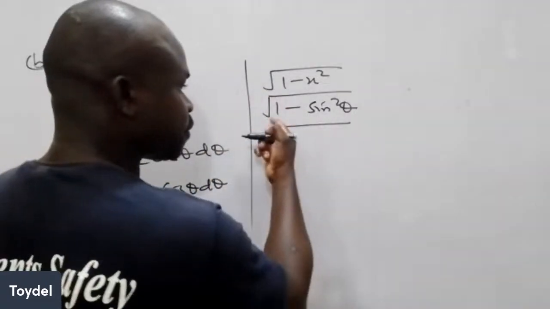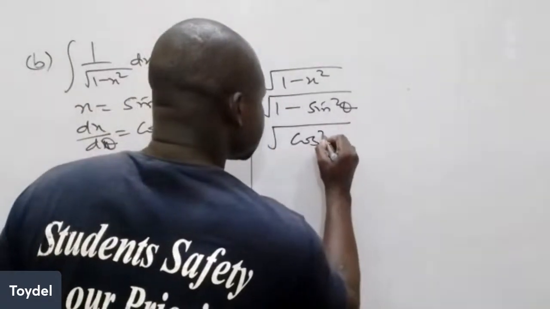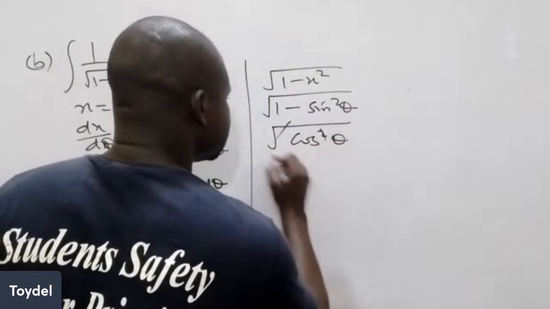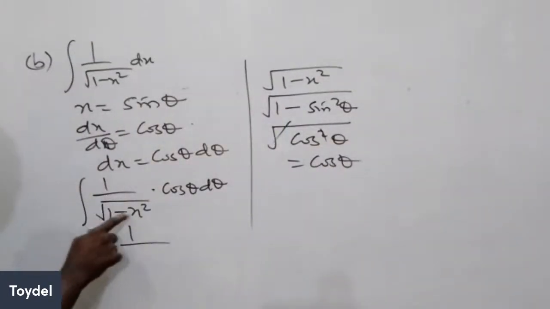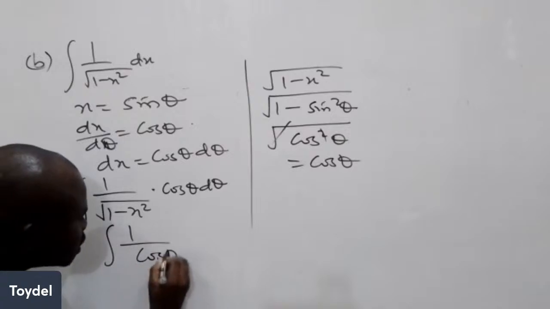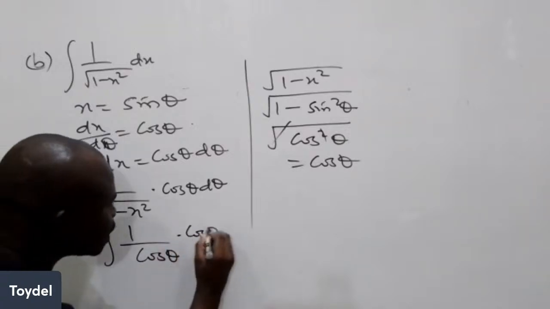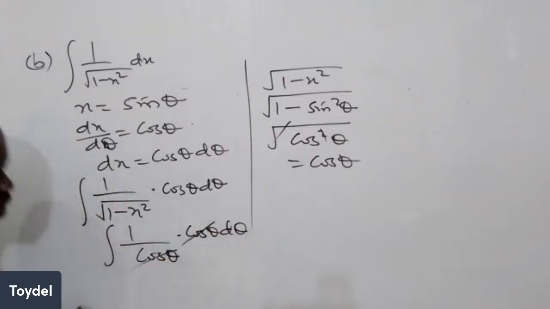Then if we make cos square theta itself a formula, this will be cos square theta. Of course, the square root of this, we cancel this, and the final answer will be cos theta. So instead of the square root of 1 minus x squared, I'm going to have cos theta here. Cos theta multiplied by cos theta d theta. Cos theta will cancel cos theta.